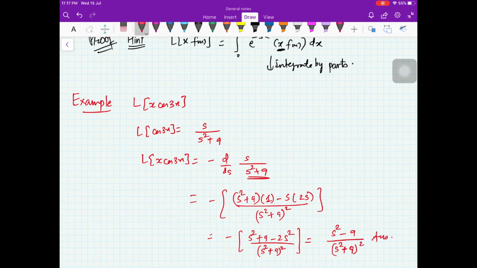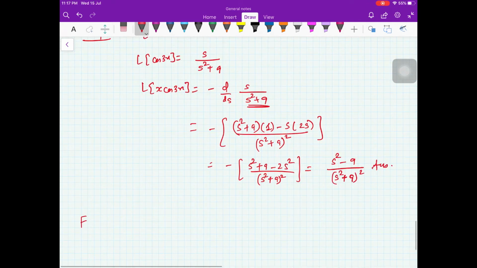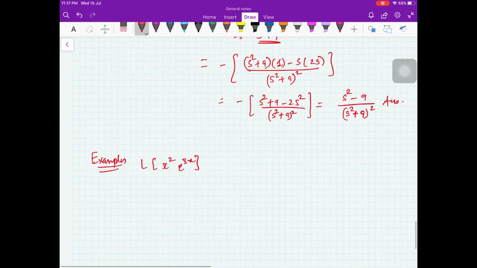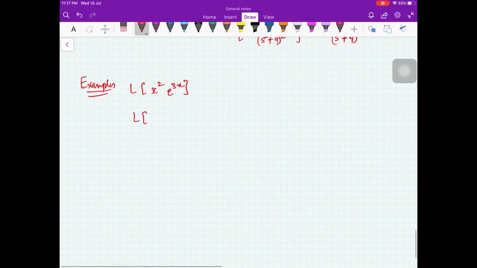So this is your answer, right? Similarly, I can do another example. There are so many examples where you multiply with x or x square or x cube and so on. Say x cube e raised to power 3x. Here you know that L of e raised to power 3x is 1 upon s minus 3. You remember L of e raised to power ax was 1 upon s minus a.